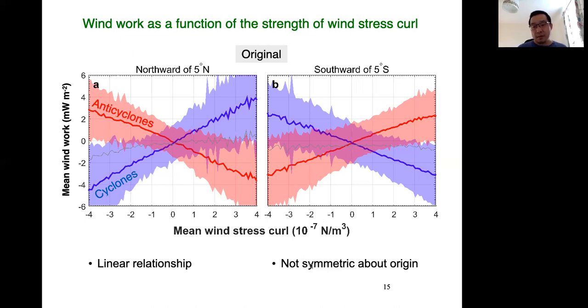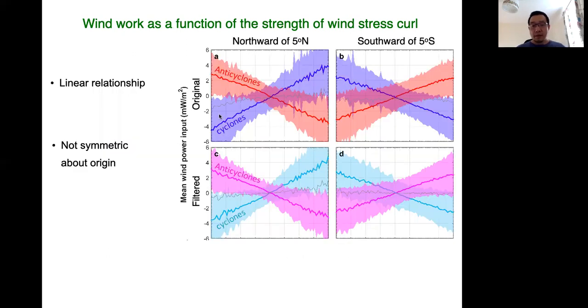Another thing we notice is that this pattern is not symmetric about the origin. Where the blue curve and the red curve intersect, they intersect below the origin, below zero. That's due to relative wind stress damping, which is what we had from the previous slide.